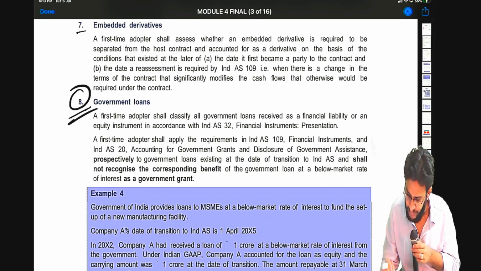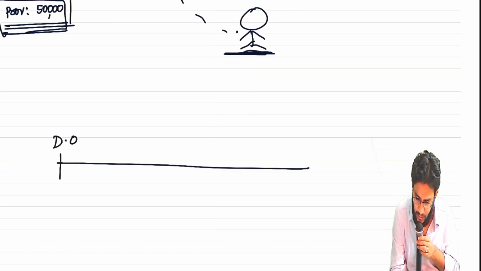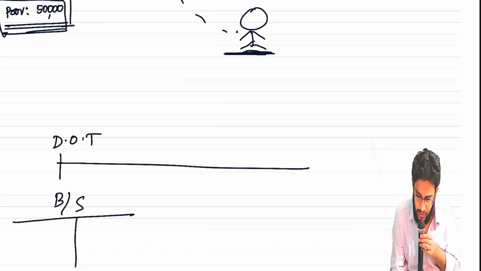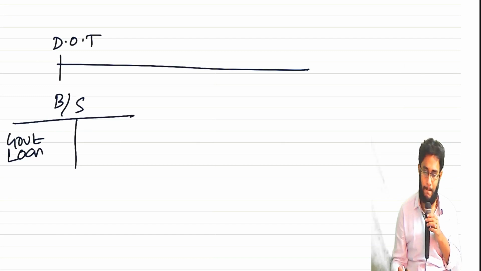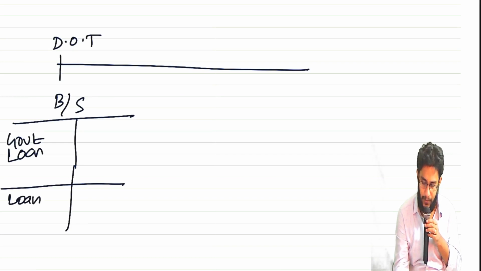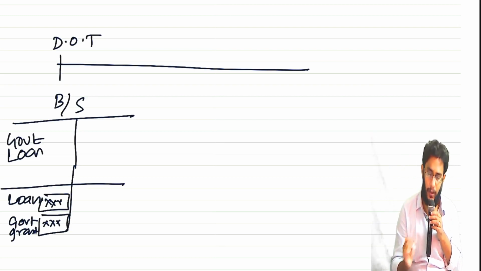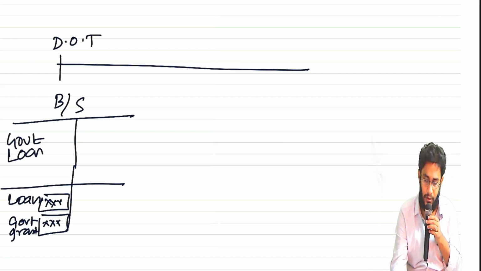So once again, I'm telling you, this is your date of transition. In your balance sheet, you have a government loan. Government loan means you understand it as a concessional interest rate loan. Ideal accounting treatment would have resulted in the loan separately and the government grant separately. Had you applied Ind AS 20 from the very beginning, today some amounts would have come like this. Okay, but this standard says don't do all that overaction. Standing on the date of transition, whatever government loan amount is there, let it be there like that.